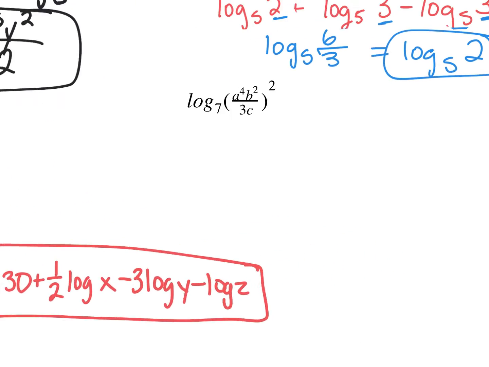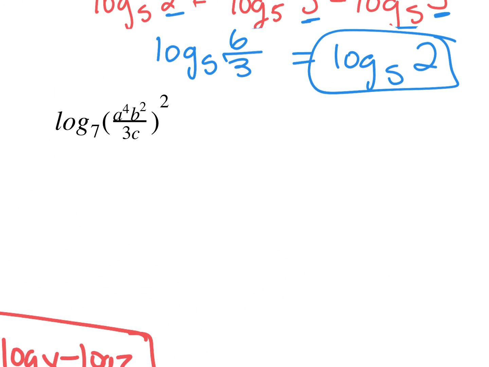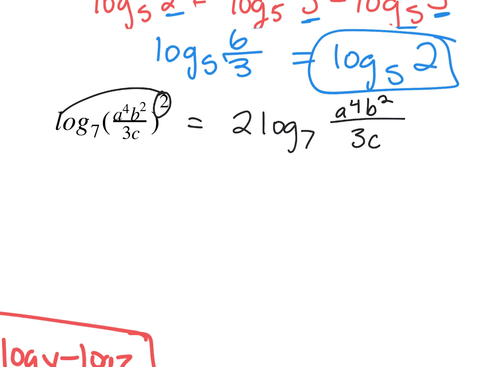All right, last one here, okay? And I'm going to go ahead and get you started. The first thing I'm going to do is move this power to the front. 2 log base 7, not z, why did I put c? 7 of a to the 4th b squared over 3c. I want you to try this one. When you break everything apart, keep the 2 in the front, okay? So try this one. I'll give you about 2 minutes. We'll go over it. We'll be done for notes for the day.